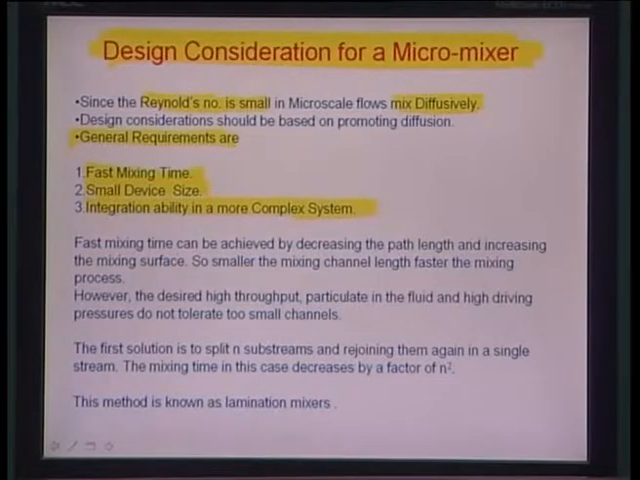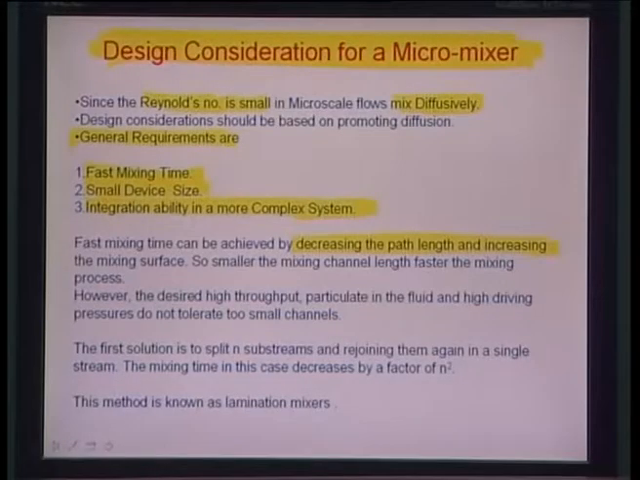So fast mixing time again can be achieved by, as I told you before, decreasing the path length, okay. The path length means the cross sectional path, the path that diffusion happens along is perpendicular to the direction of the actual flow of these fluids, okay. And you can also have more accurate or better mixing and faster mixing by increasing the interfacial area between the two or more mixing streams. So smaller the mixing channel length, faster would be the mixing process, okay. However, the desired high throughput, particulate in field and high driving pressures do not tolerate too small channels. That is the unfortunate part.